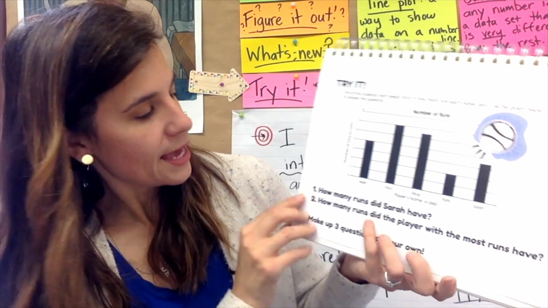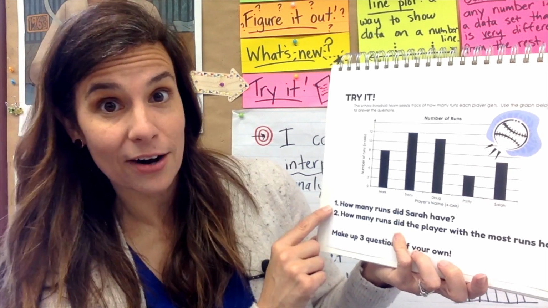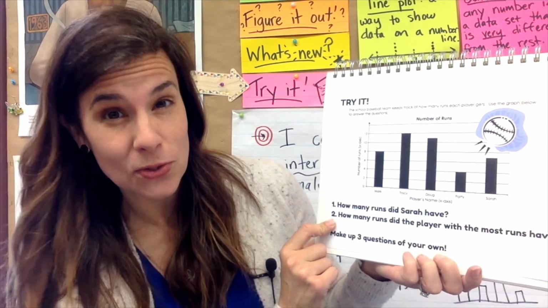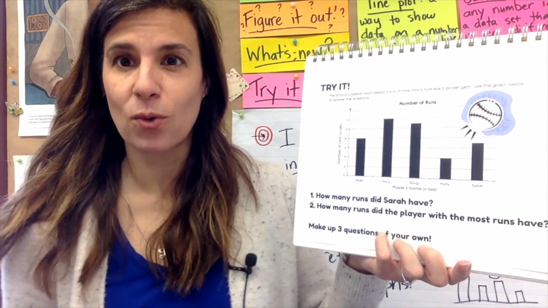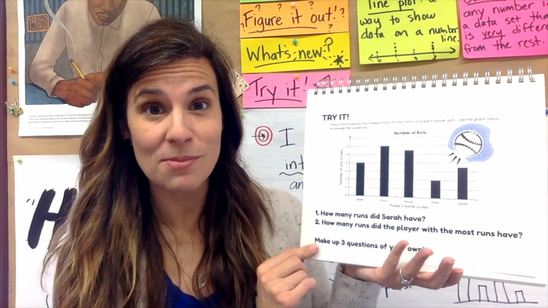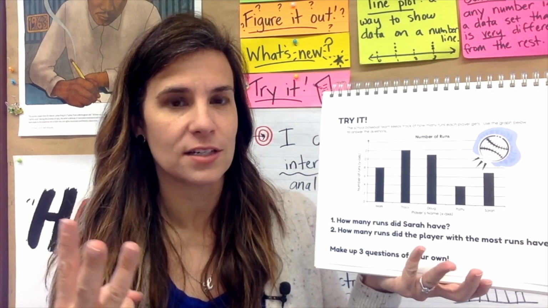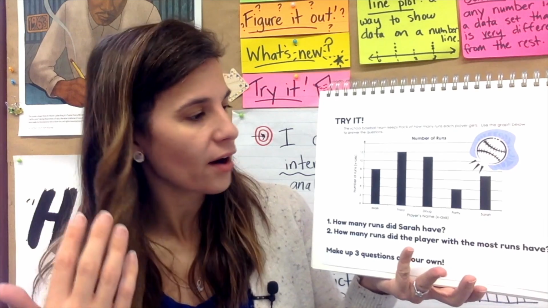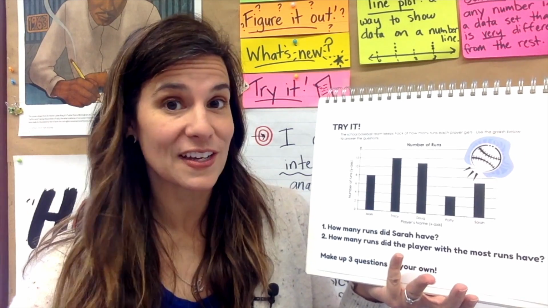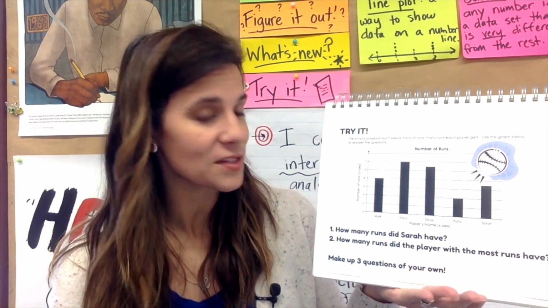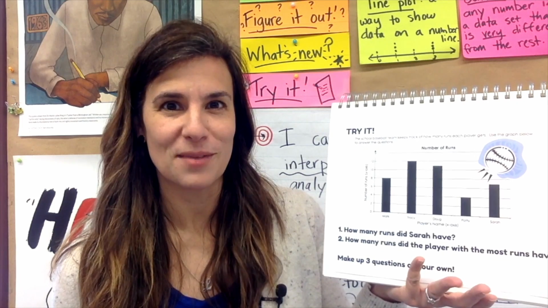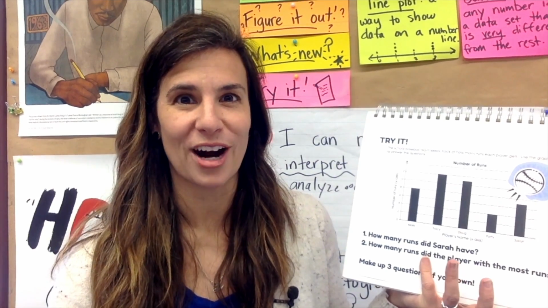So the questions we have are, how many runs did Sarah have? Oops, I might have just said it. And how many runs did the player with the most runs have? Those are kind of some basic questions, so I wanted to add an extra challenge for you. I want you to make up 3 of your own questions. Think about how you can compare different players, or maybe put 2 players' totals together and compare them to 2 other players. Come up with 3 questions of your own and be ready to share them with me. I would love to see your ideas.